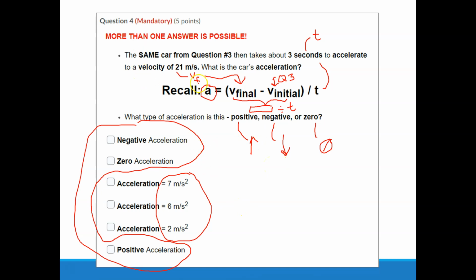So you should be able to first calculate whether or not it's positive, negative, or 0, but you should also be able to conceptually understand this based on what you know your car is doing here. Okay?